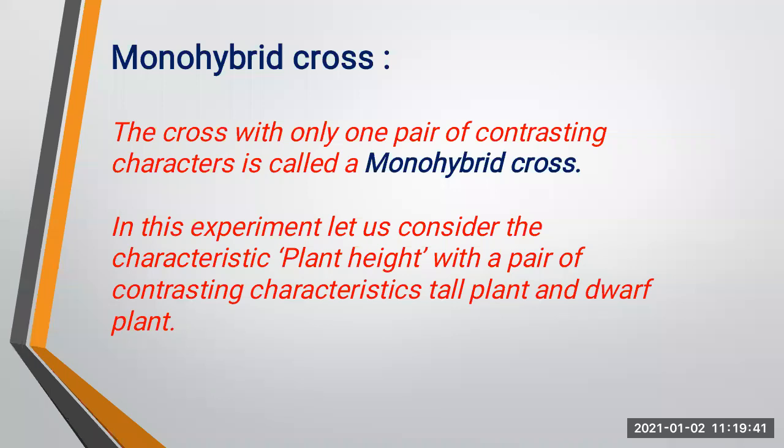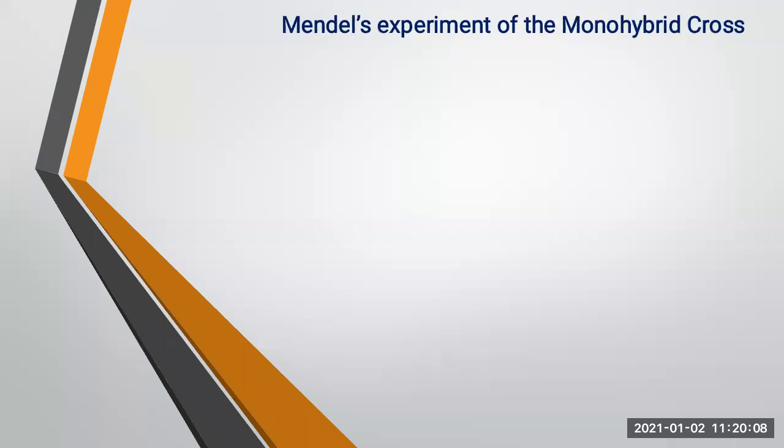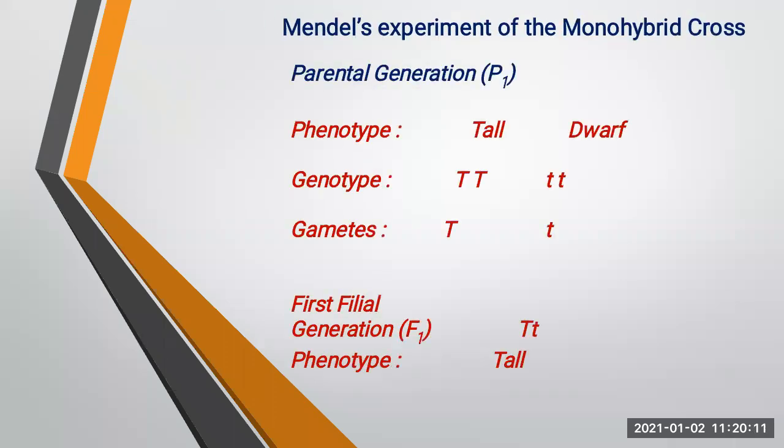So your work is, at home, whatever I have taught you today, read that much of the chapter carefully and try to solve this cross, monohybrid cross, whichever is given in the textbook of tall and dwarf plant. So the cross with only one pair of contrasting characters is called monohybrid cross. We have seen the cross between tall plants and small plants. So in this manner, you need to write tall and dwarf.